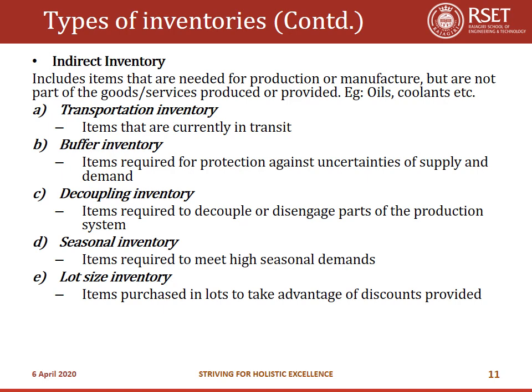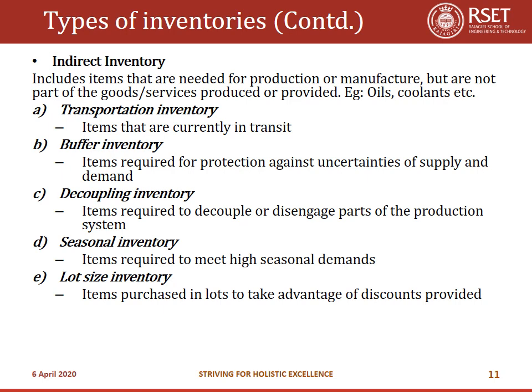You have a lot size inventory. Lot size inventory is something like this. You want to purchase 5 units of a particular item, but then you go to the shop to procure this material, and you see that if you procure 8 of them, you will get a discount. So keeping this discount in mind, you would want to take advantage of it, and even though you actually require only 5 units, in order to take advantage of the discount, you procure the lot size, that is all the 8 of them, in order to take advantage of the discounts that are provided by the supplier. That is known as lot size inventory.